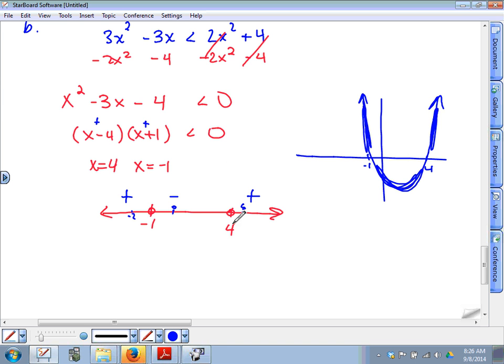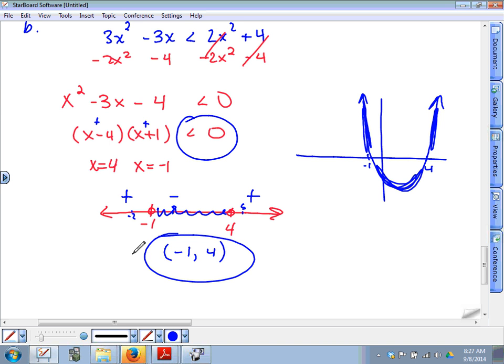Anyway, which interval do we want here? The plus intervals or the one minus interval here? We want the minus interval because we want our expression to be less than 0. What kind of numbers are less than 0? That negative interval is less than 0. Less than 0 also means below the x-axis. This is where the graph right here is below the x-axis, between -1 and +4. Okay. So to represent these solutions, you would say parenthesis -1, comma 4, parenthesis.